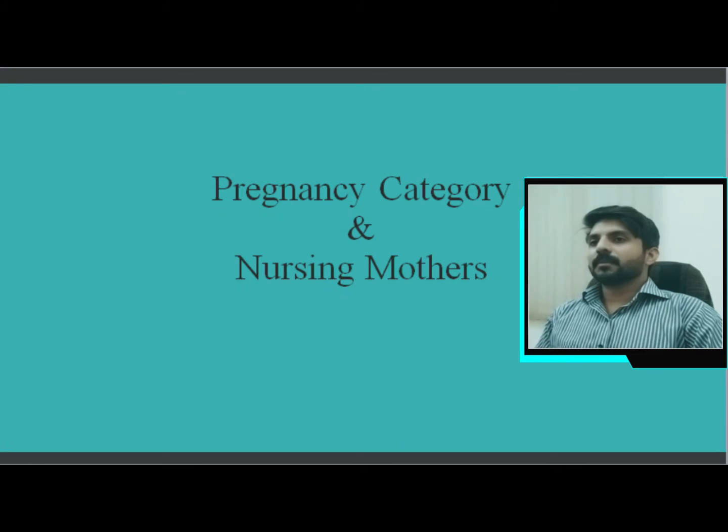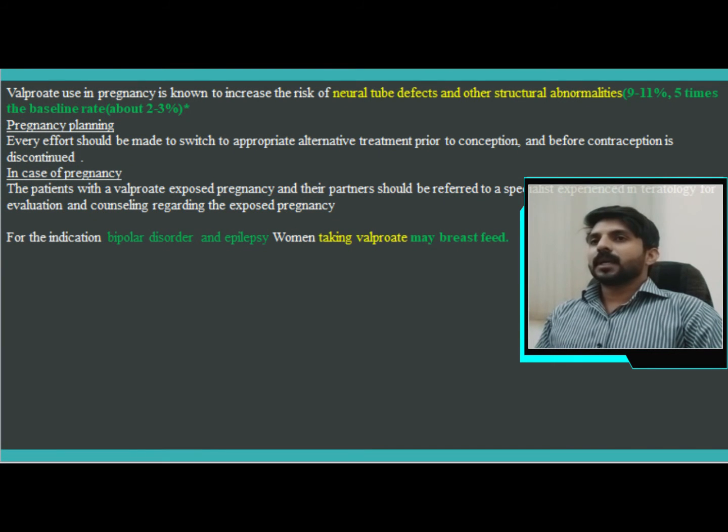If we talk about pregnancy and breastfeeding, it is important to mention that valproic acid results in neural tube defects when used in pregnancy. There is a 9 to 11% chance, like 5 times higher than the baseline rate of 2 to 3% of neural tube defects. If you are planning a pregnancy, then every effort must be made to switch to an appropriate alternative treatment. However, in case of patients with valproate exposed pregnancy, their partner must be referred to a specialist experienced in teratology for evaluation and counseling. For the indication of bipolar and epilepsy, women taking valproate may breastfeed their children.